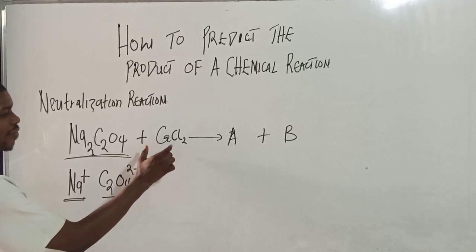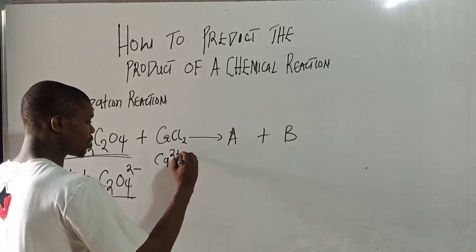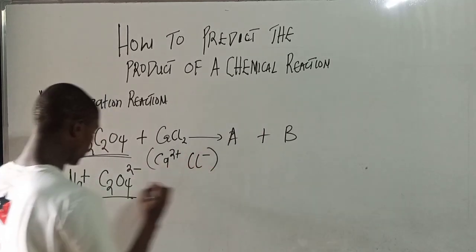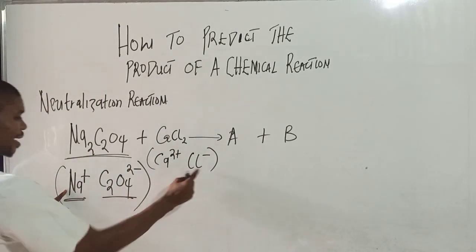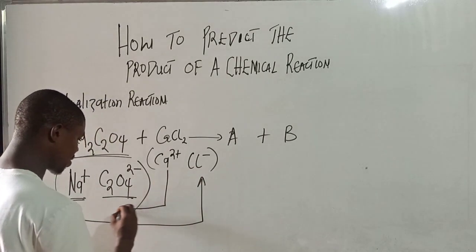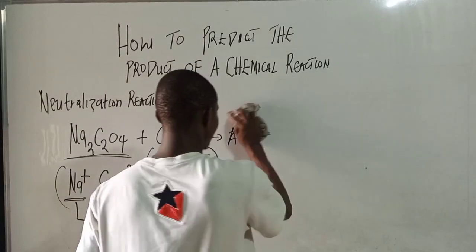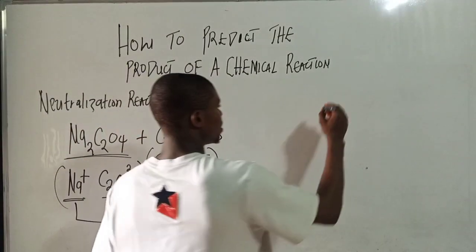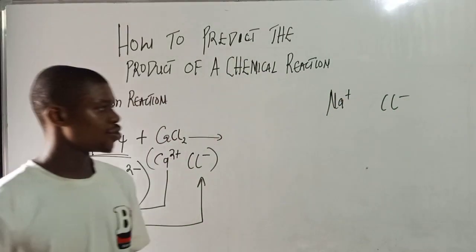Do you get that? Then here we have calcium chloride. So here we have Ca2 plus and Cl minus. Right there. So of course positive attracts negative. This one here attracts this guy, and this guy attracts this one. Hope you understand. So now let's check the product of the reaction here. So let's take this guy and this guy. So here we have Na plus and Cl minus.